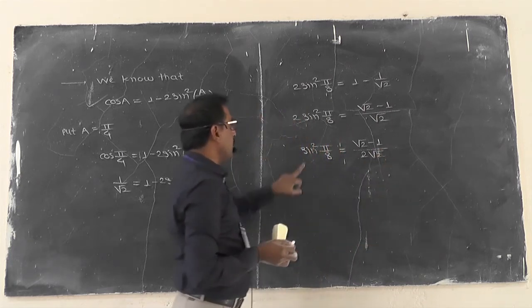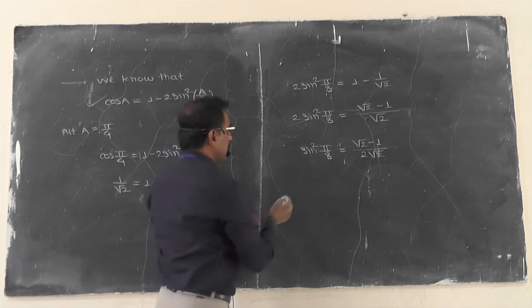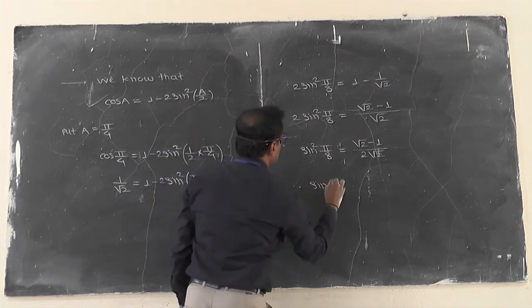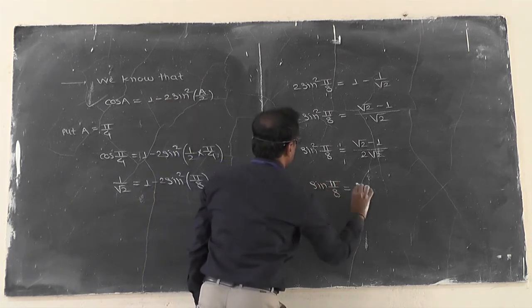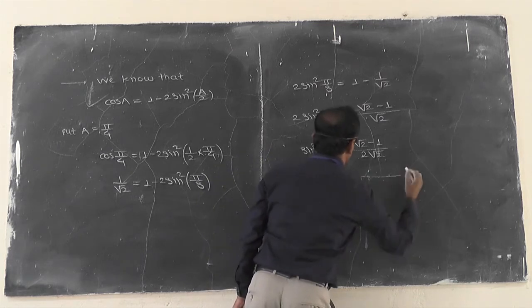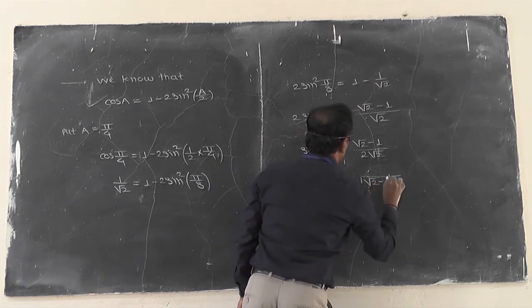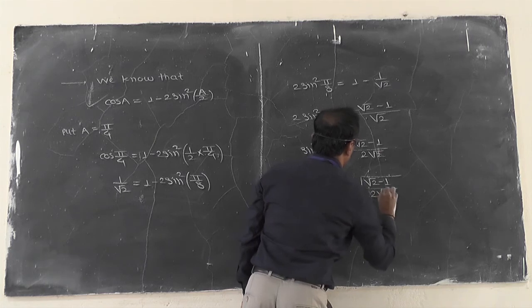Remember one thing, it is the value of sin square pi by 8, but they want sin pi by 8, so taking the square root on both sides. Sin pi by 8, the answer is the square root of root 2 minus 1 upon 2 root 2.